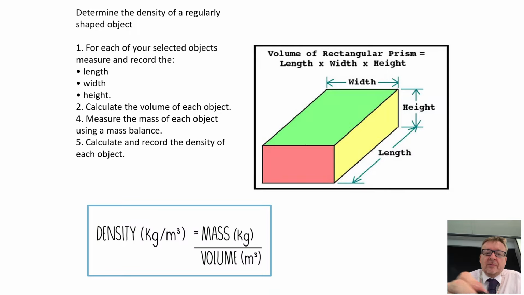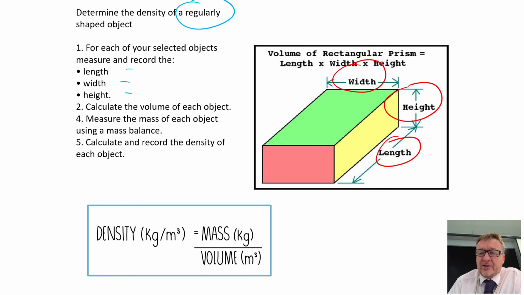So this one we're going to look at is a regularly shaped object, like a block. For each of your selected objects, measure the length, the width, and the height. If the length is 5 centimetres, the height is 2 centimetres, and the width is 3 centimetres, you literally multiply them together. 5 times 2 is 10, times 3 is 30, and if it's in centimetres, it becomes centimetre cubed. That is working out the volume.